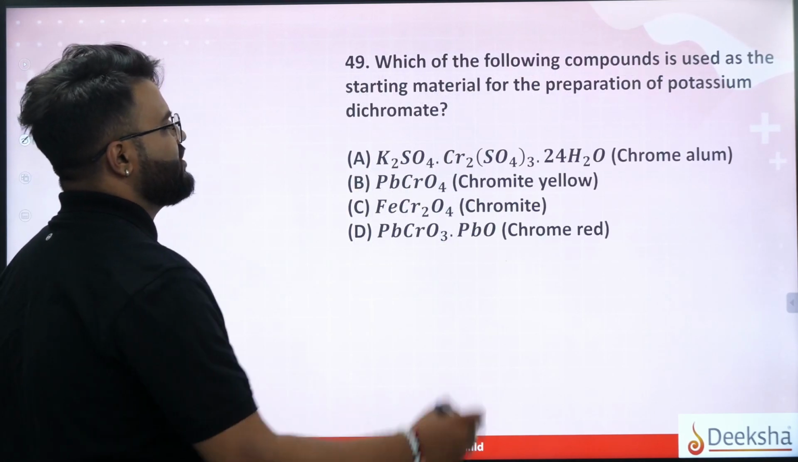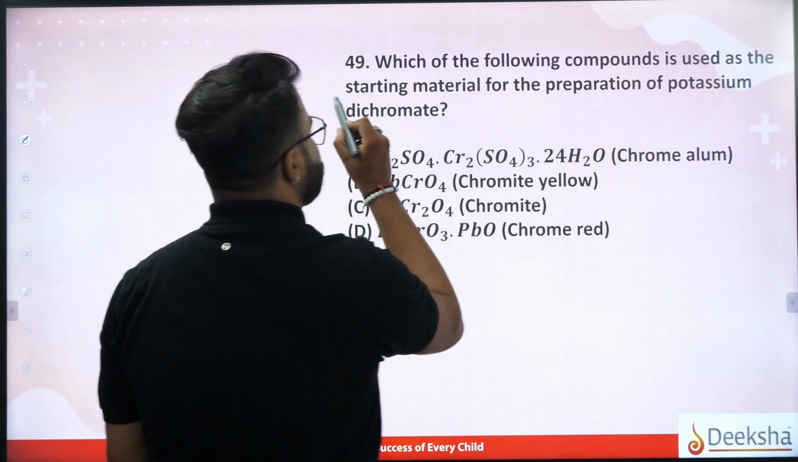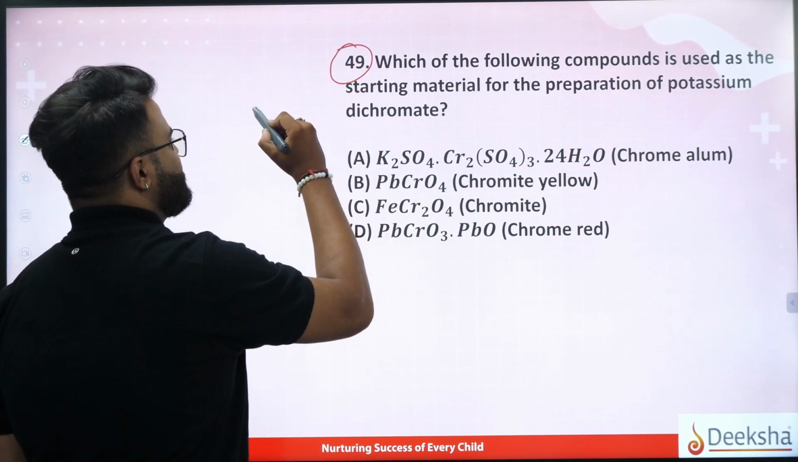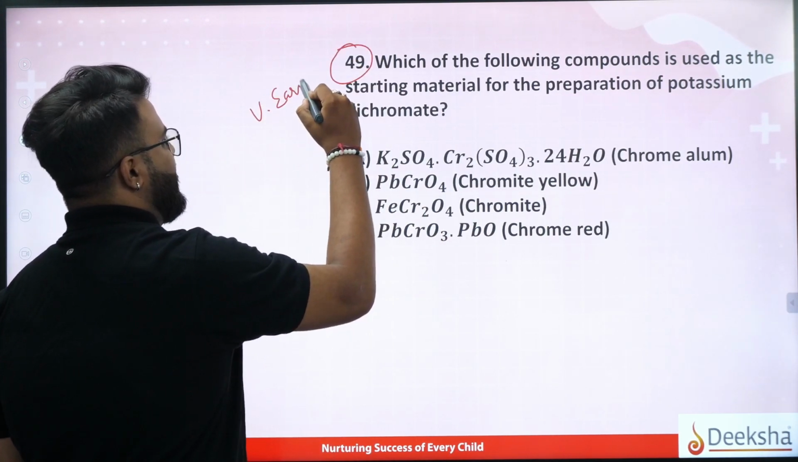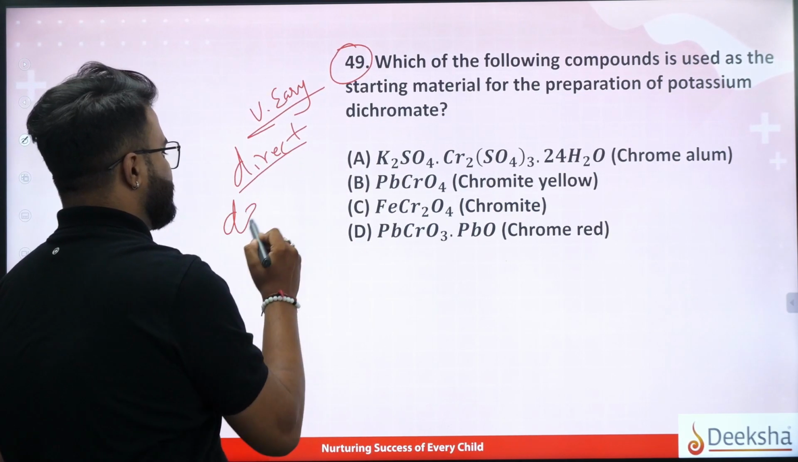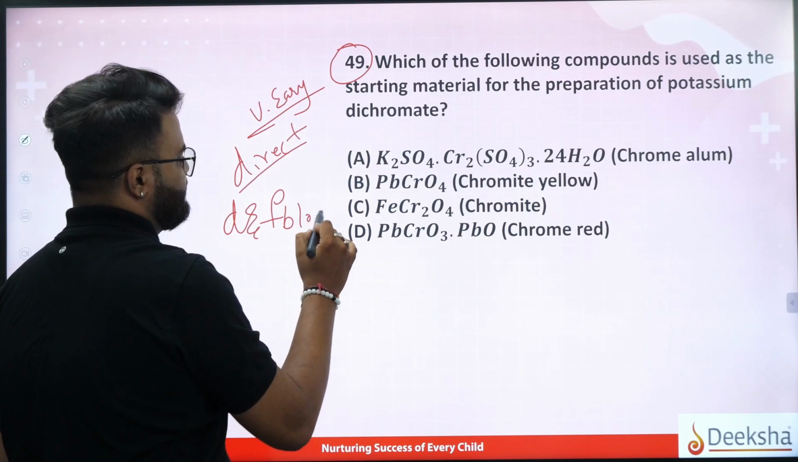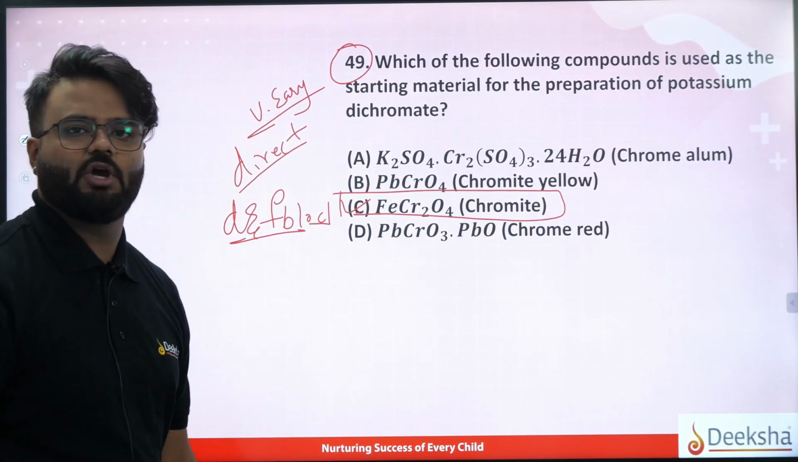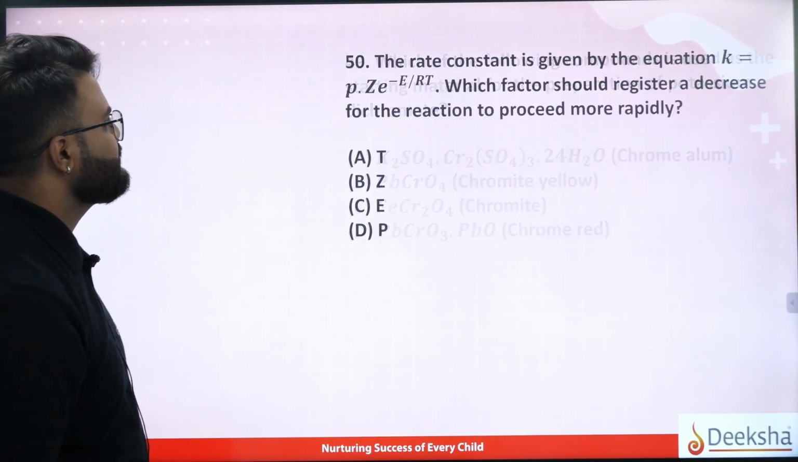Question number 49, which of the following compounds is used as a starting material for the preparation of potassium dichromate? Guys, this is a very easy and direct question from the D and F block elements chapter. That is nothing but your chromite. Option C will be your correct answer.